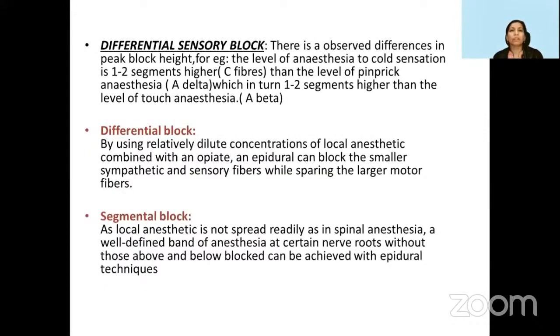So what is differential sensory block? There is an observed difference in the peak block height. For example, the level of anesthesia to cold sensation is 1 to 2 segments higher than the level of pinprick anesthesia, which in turn is 1 to 2 segments higher than the level of touch anesthesia. So this is known as the differential sensory block.